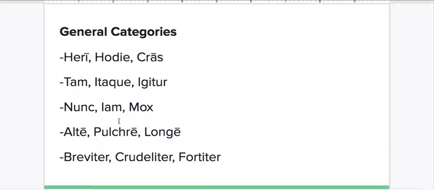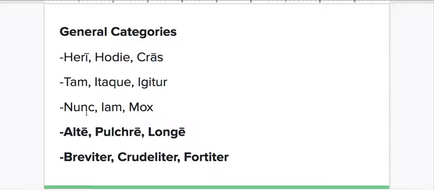But we're not going to spend so much time talking about these in this video because there isn't so much for me to help you with in terms of organizing your thought processes about them. Instead, we're going to focus on these bottom two rows: alte, pulcre, longe, deeply, beautifully, far, and breviter, crudeliter, fortiter, shortly, cruelly, bravely, because these follow some very clear patterns that we can identify, and it'll help us recognize adverbs when we see them in translation. All right, so these bottom two.